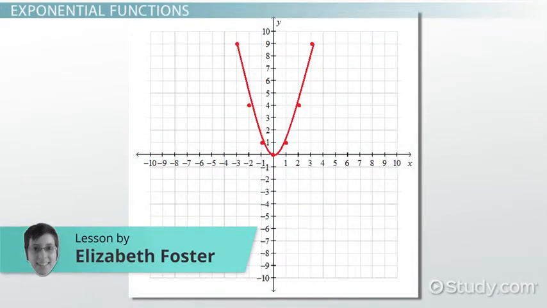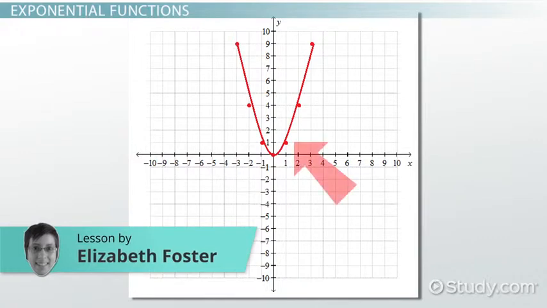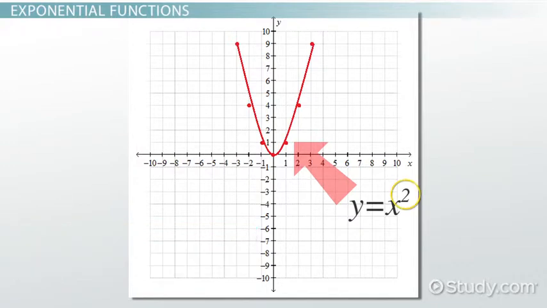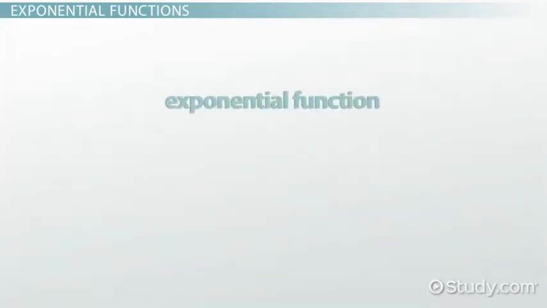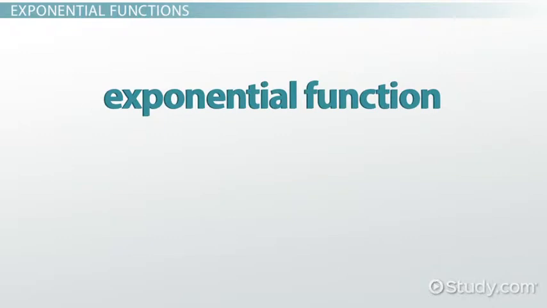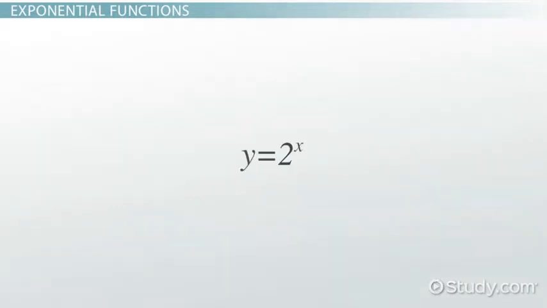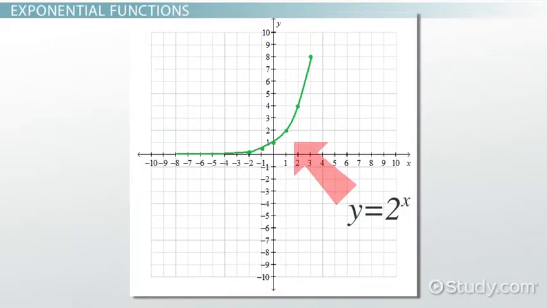If you think of functions with exponents, you're probably used to seeing something like this. That's the graph of y equals x squared, and it is indeed a function with an exponent. But it's not an exponential function. In an exponential function, the independent variable, or x value, is the exponent, while the base is a constant. For example, y equals 2 to the power of x would be an exponential function. Here's what that looks like.